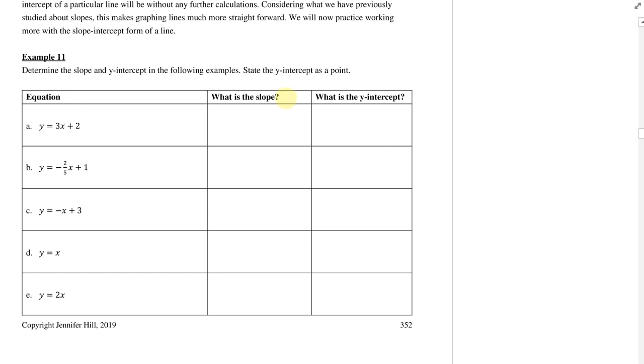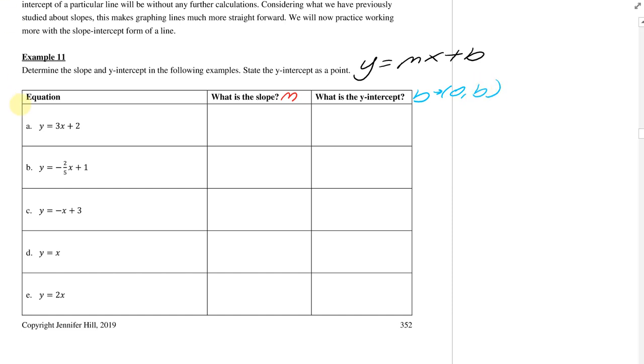Now remember, my slope is going to be my m, and my y-intercept is going to be my b. All of your equations are in this form, y equals mx plus b. So the thing attached to the x is my m, and the freestanding number is my b. I want to put the y-intercept, whatever my b is, in this form: (0, b). So let me show you what I mean.